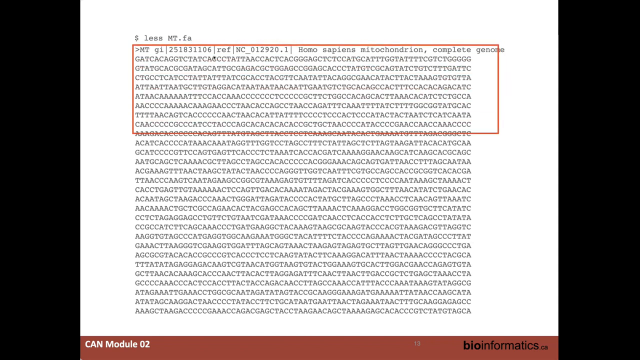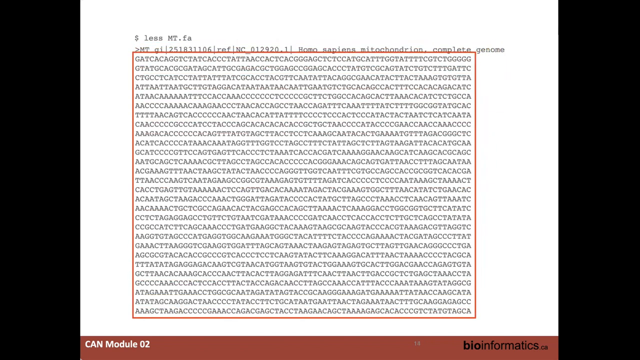Next part, again, we're talking about sequence data. So again, this could be substituted in for protein, but right now we're dealing with the sequence of mitochondria. Bunch of As, Ts, Cs, Gs, there's some N's in there somewhere because they don't know exactly what that base is. But more than anything else, you're just going to get this long series of sequences.